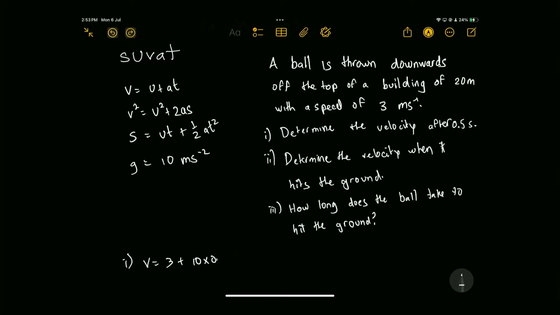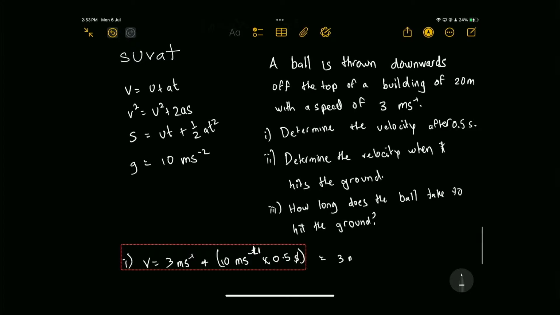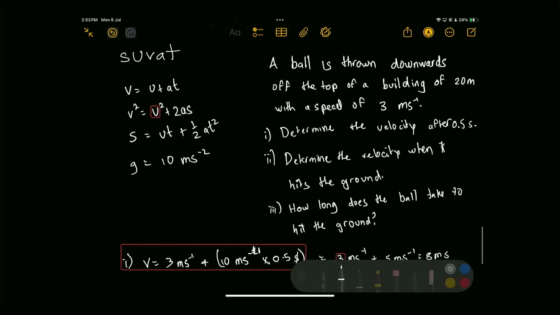For these, I'm going to write everything with the units just to make everything clear. So 3 meters per second plus 10 meters per second squared multiplied by 0.5 seconds. So the seconds cancel with the 2 here, so we get 3 meters per second plus 5 meters per second, which is 8 meters per second.